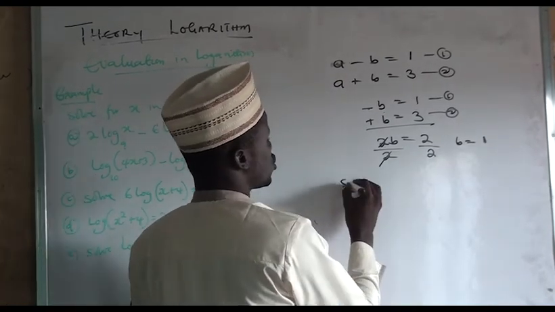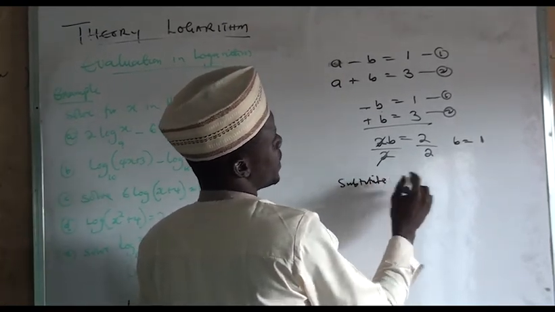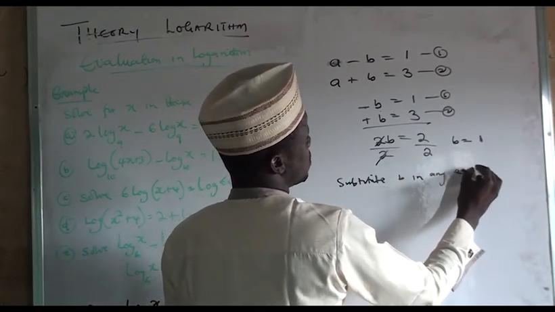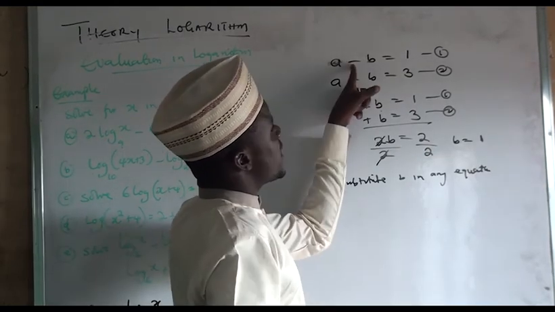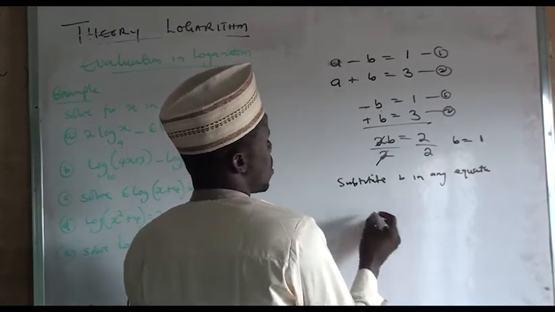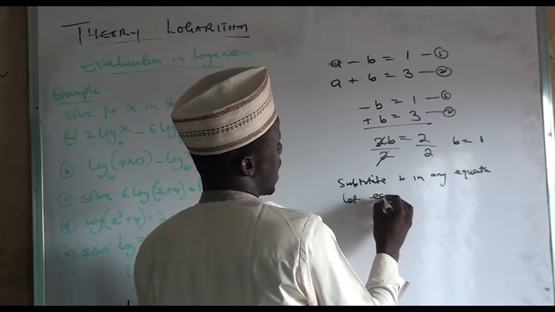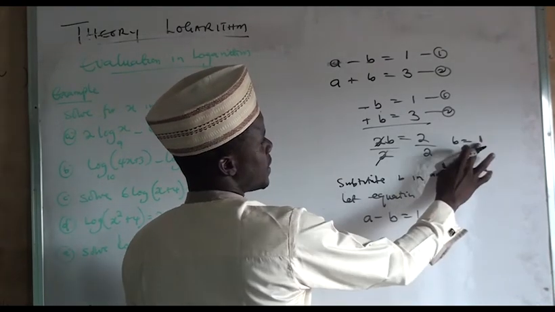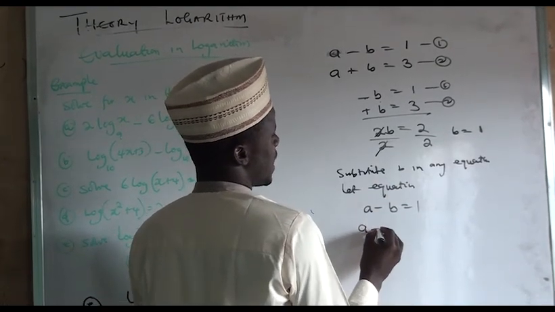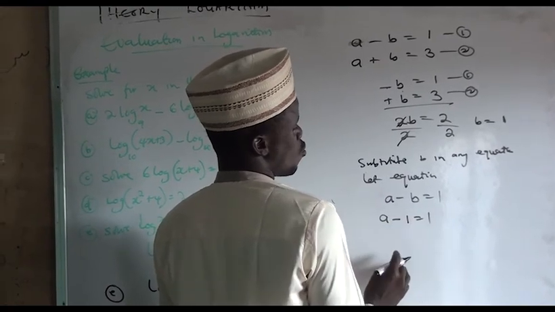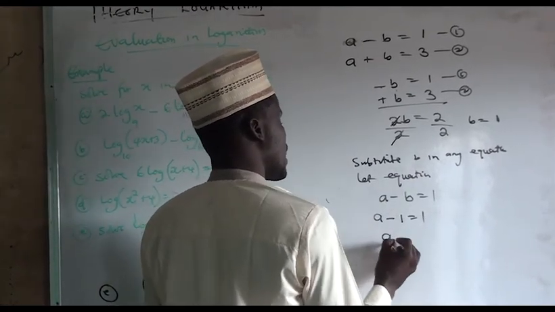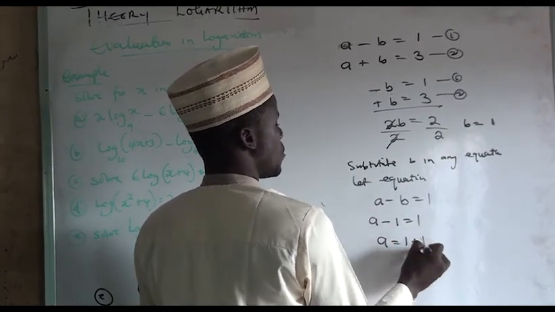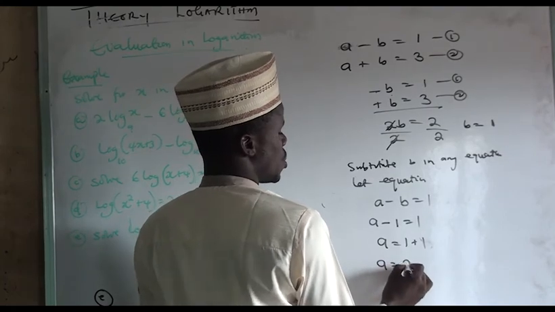So we can now substitute b in any equation, either equation 1 or equation 2, any one. We can take equation 1. That is a minus b equals 1. Then our b is 1, so a minus 1 is equal to 1. When we take minus 1 to the other side, it's going to be plus 1. So a alone is equal to 2.